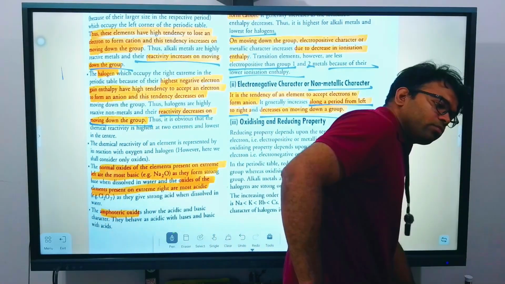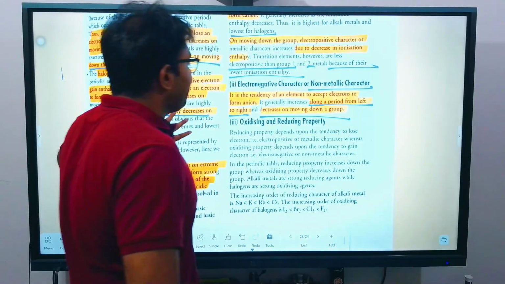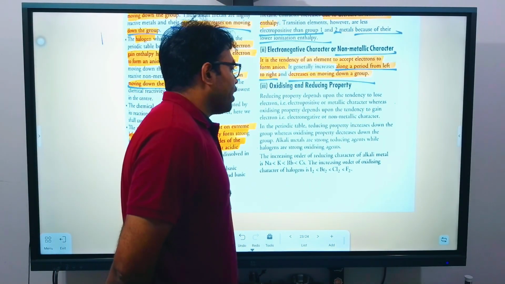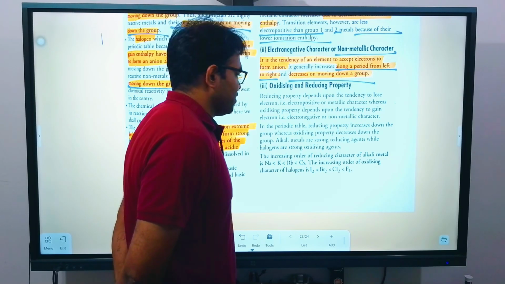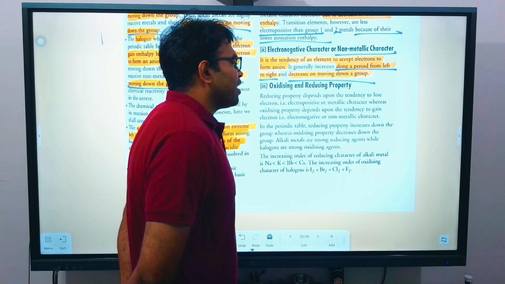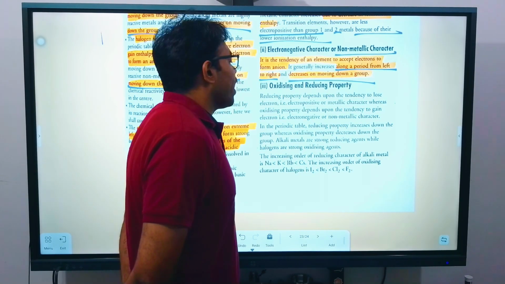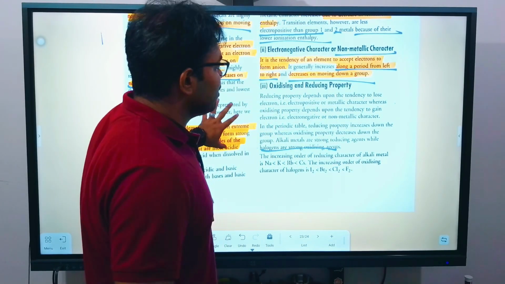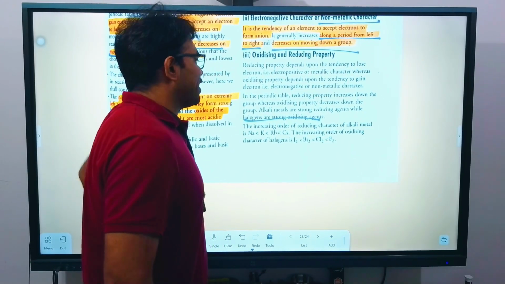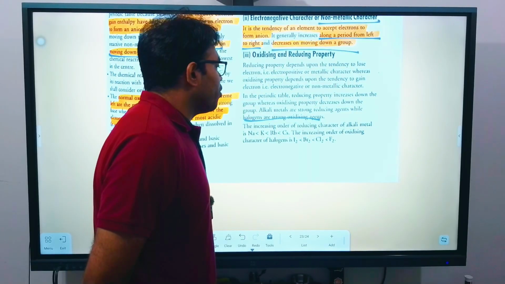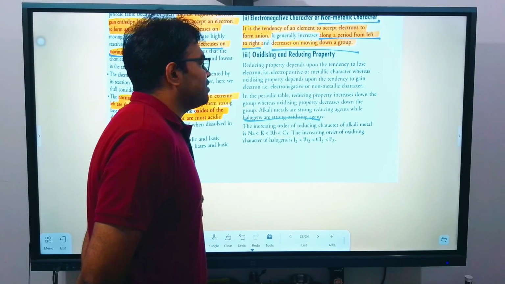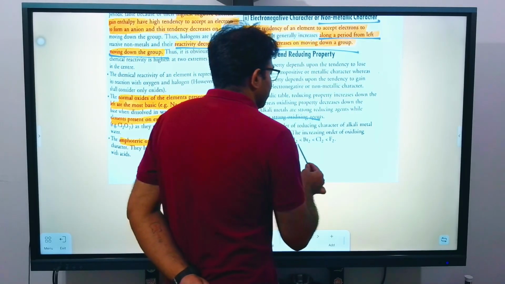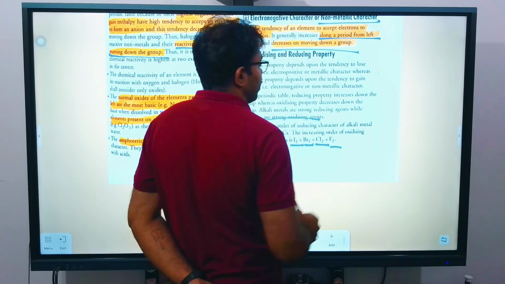So, in the periodic table, the reducing power property increases down the group, whereas the oxidizing property decreases down the group. Alkali metals are strong reducing agents, while halogens are strong oxidizing agents. The increasing order of reducing character of alkali metals is sodium, potassium, rubidium, and cesium, and the increasing order of oxidizing character is iodine, bromine, chlorine, and fluorine.